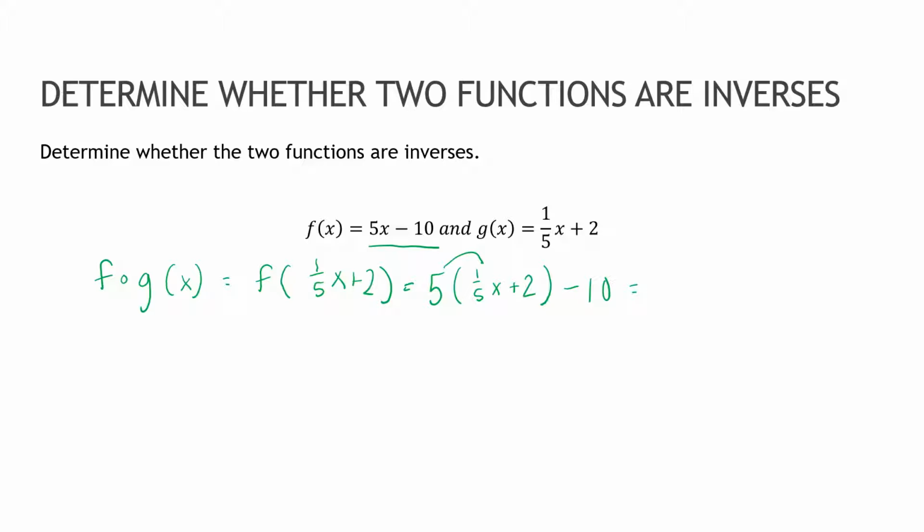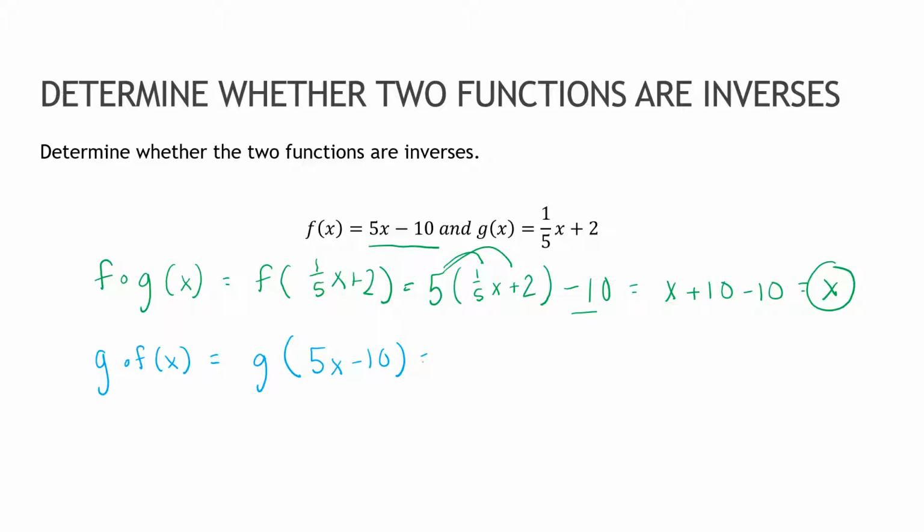So 5 times a fifth is just 1, so that's x, and this is plus 10. Then we have the minus 10, and we can see I get x. So I've checked it in one direction, now I'm going to check it in the other direction. g of f of x. So I'm taking g of the function of f of x. So in my g function here, I'm going to replace x with 5x minus 10 and recopy everything else.